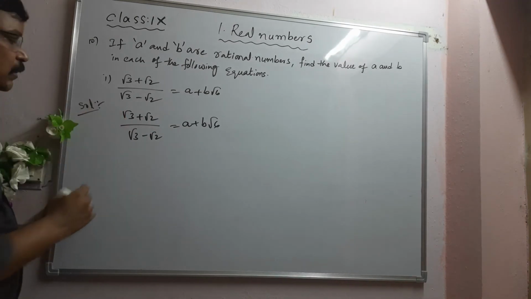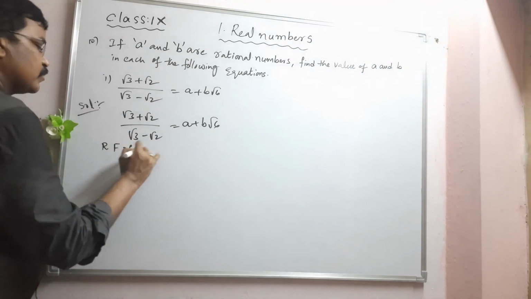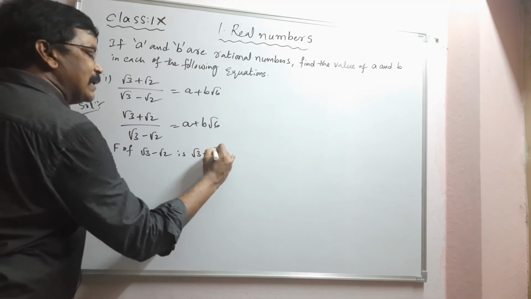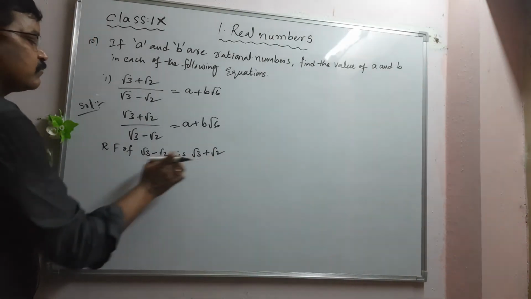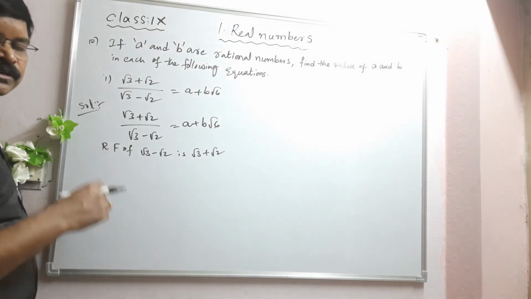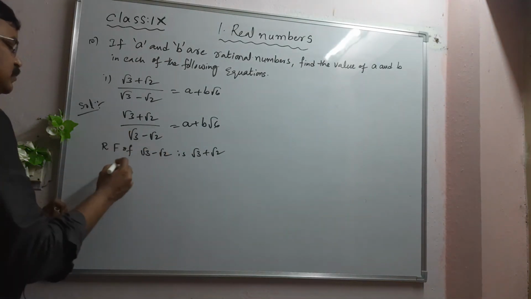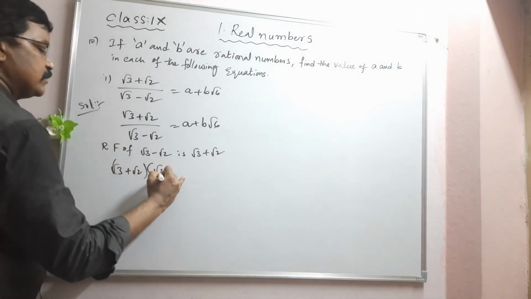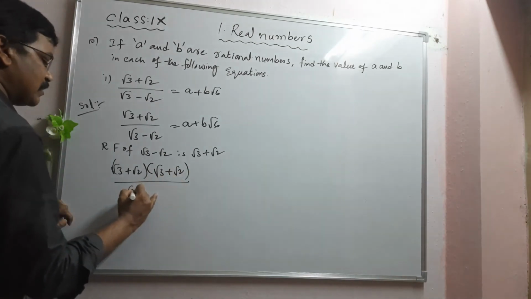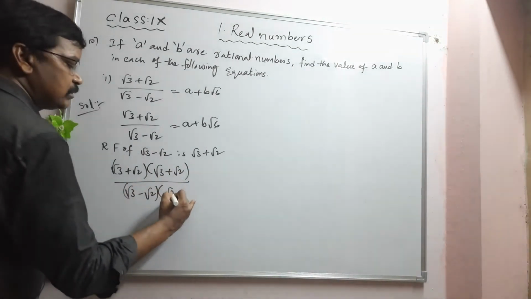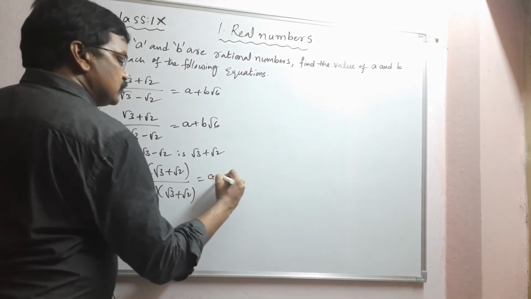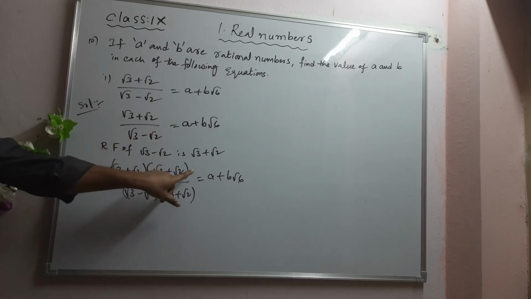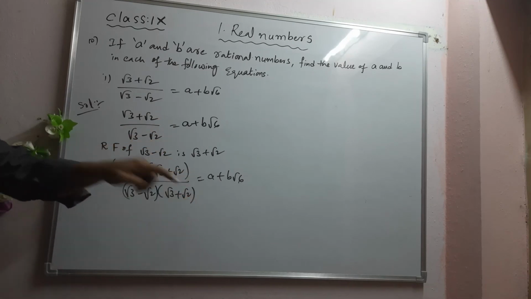Right. What is the rationalizing factor of root 3 minus root 2? That is root 3 plus root 2. Why? The product of these two factors should be equal to a rational number. Right. Now let us multiply the numerator as well as denominator with the rationalizing factor, that is root 3 plus root 2. So this is equal to a plus b root 6. Understand, students? Numerator and denominator we multiplied with root 3 plus root 2, root 3 plus root 2.